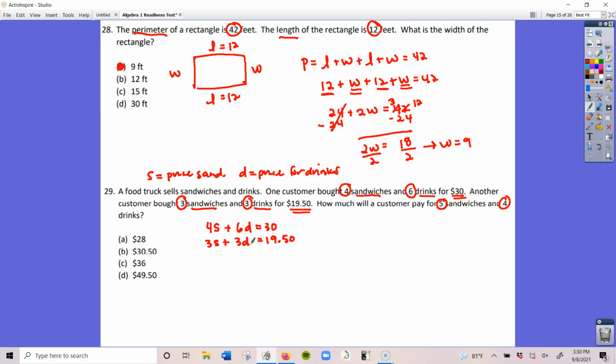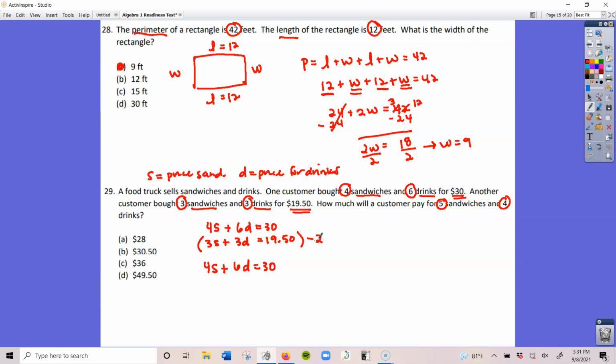However, with the 6D and 3D, if I multiply the bottom equation by negative 2, 3 times negative 2 is negative 6, which will cancel out the D. So that's what I'm going to do. So I don't have to multiply both equations. I'm only going to multiply the 1. So the top one is not going to change. 4S plus 6D is equal to 30.